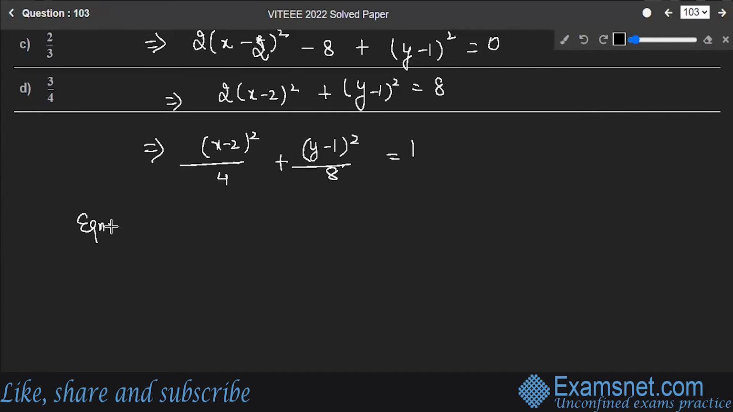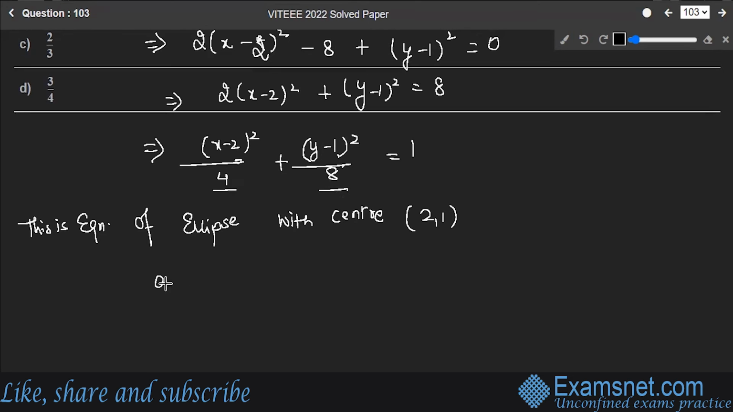This is the equation of ellipse with center 2 and 1. Okay, so here a square is 4 and b square is 8. You have to find the eccentricity.